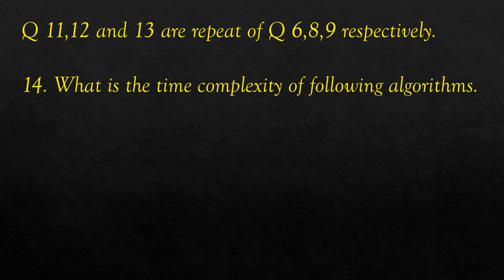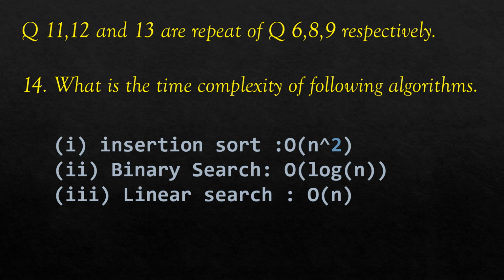Here in the book, question numbers 11, 12, 13 are repetitions of question numbers 6, 8, and 9 respectively, which we have already discussed. The next question is, what is the time complexity for the following algorithms? For insertion sort, it will be order of n to the power 2. For binary search, it will be order of log n. Why? Because every time we search, the list gets divided into half. In linear search, the search will be done one by one, so it's order of n.